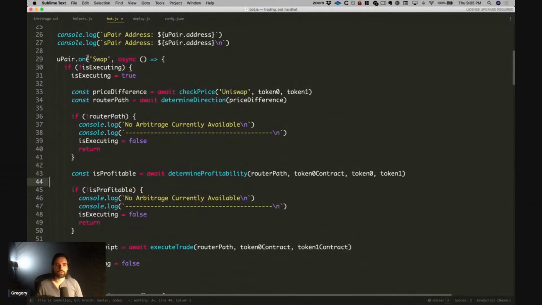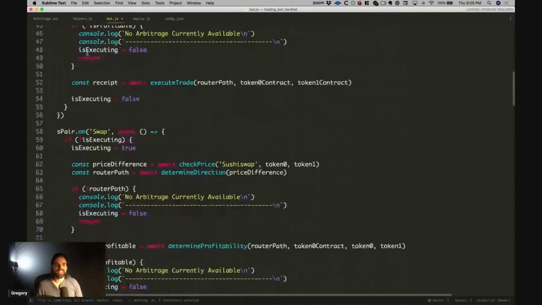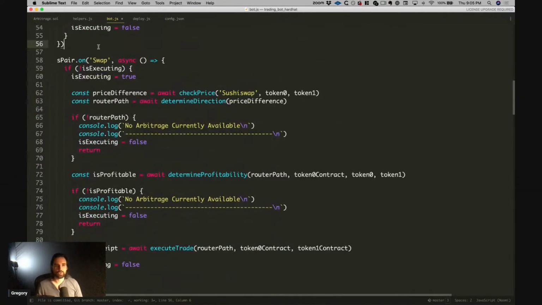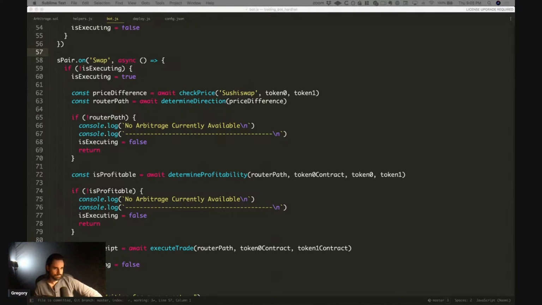All right. That's if you're looking for Uniswap pairs. It's basically the exact same thing for SushiSwap pairs because the exchanges basically work the exact same way. They have the same interfaces. It's just that you change the variables around to do that.